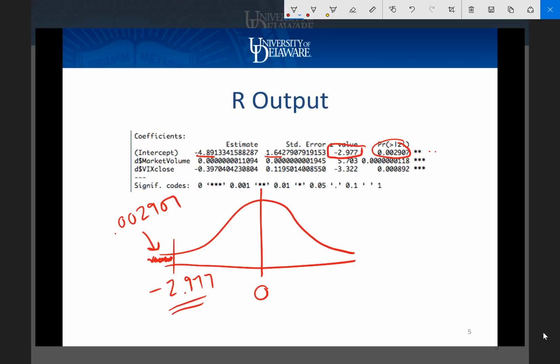You can see a very high z-score here, 5.703. It has such a tiny p-value that it's very significant. And for VIX close, we have a very extreme value of negative 3.322. The p-value over here is 0.000892. It's very small, so this coefficient is significant. So all 3 of these values are going to be significant. They're going to be important in our model. So the next step will be learning how to write that model.